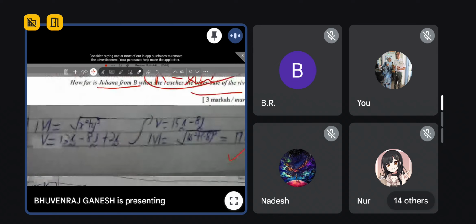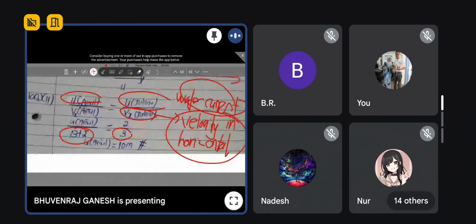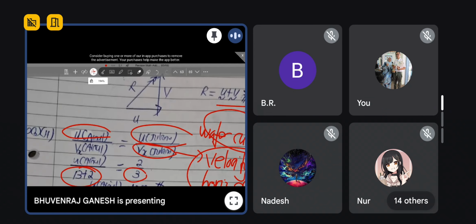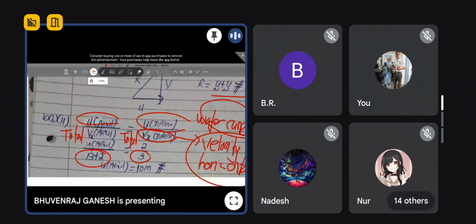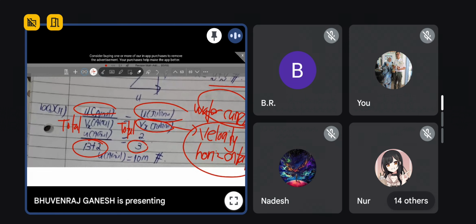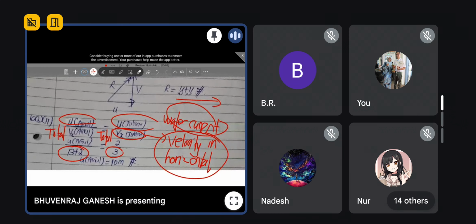Okay, that's why I put the total horizontal velocity. Actually, this one you can write as total to be more clear. Okay, this one over here, you write total for both. Total horizontal velocity. Okay, so then you solve this equation, you can solve for u, which is 10 meter.